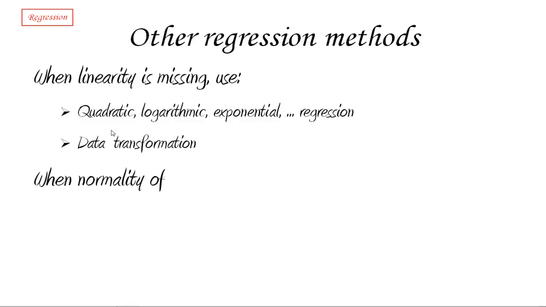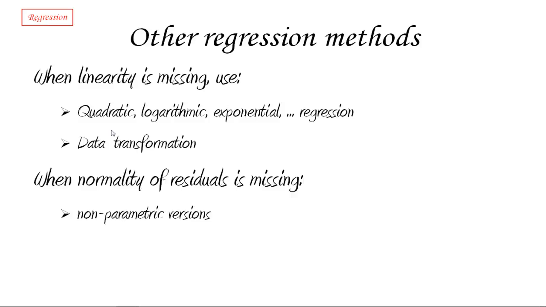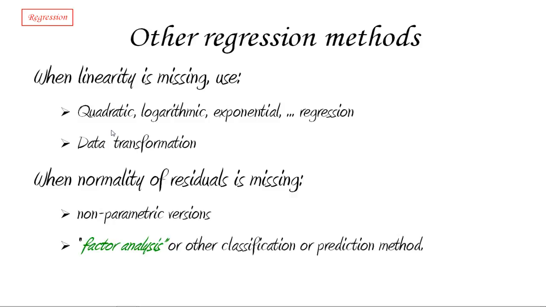Now, another situation is where the normality of the residuals is missing, okay, so if the residuals are not normally distributed and there is something else going on, then there is something else that can be done as well. Oh, and by the way, what I'm going to tell you also applies in other situations where some of the other assumptions are not met. What people do sometimes is they use either non-parametric versions of linear regression, or they use things called factor analysis or other classification or prediction methods.